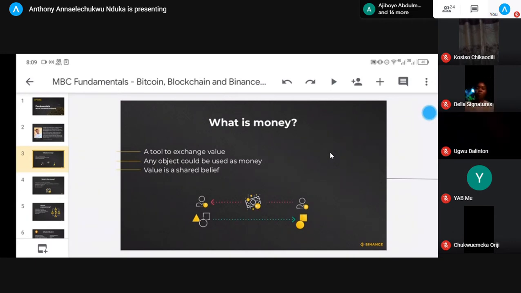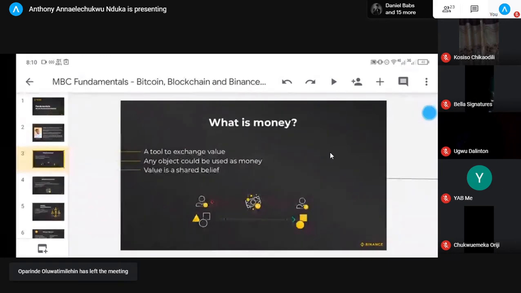Cowries were used in exchange. It worked because we all agreed, okay, yes, we can use these cowries to exchange things of value. Now, the last one, which is number one, a tool to exchange value. I've explained this. You can actually make use of money to do what?